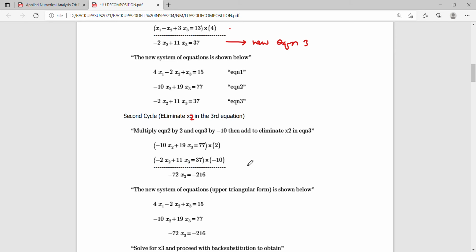So we therefore use these two multipliers, 2 and -10. The reason for a negative sign here is to make the signs of x2 the negative of each other. Because if we add it, we need to cancel it out.